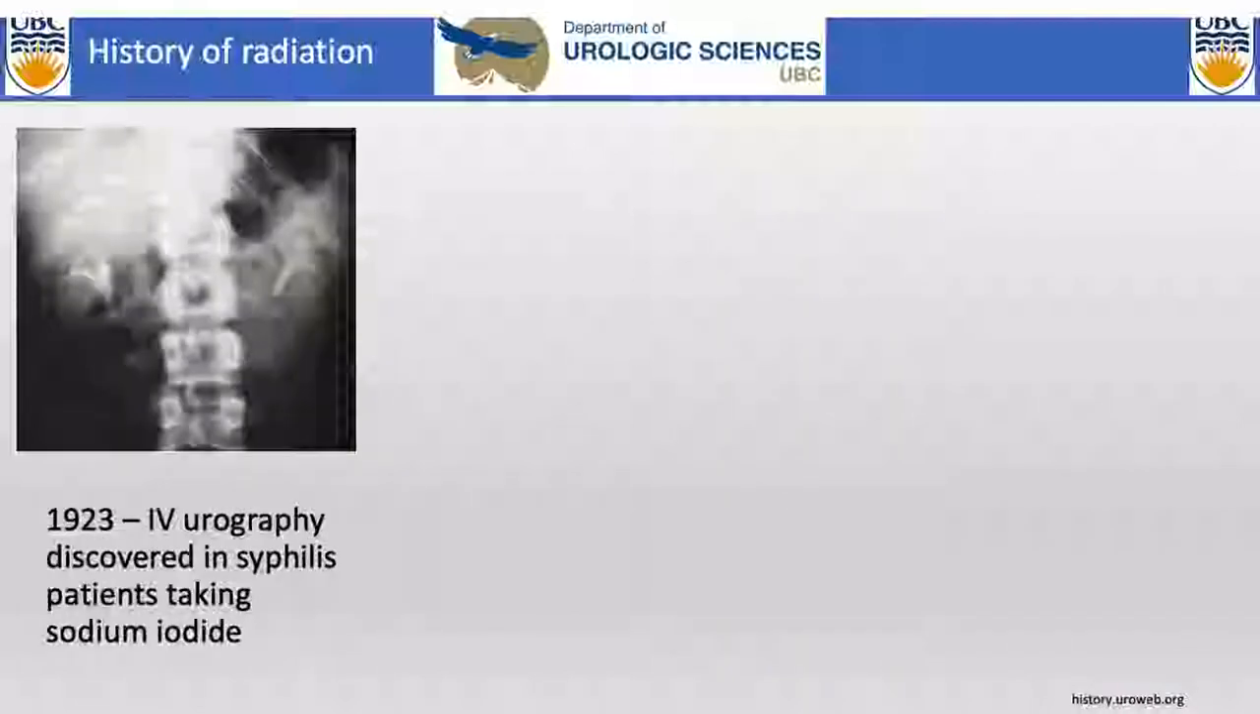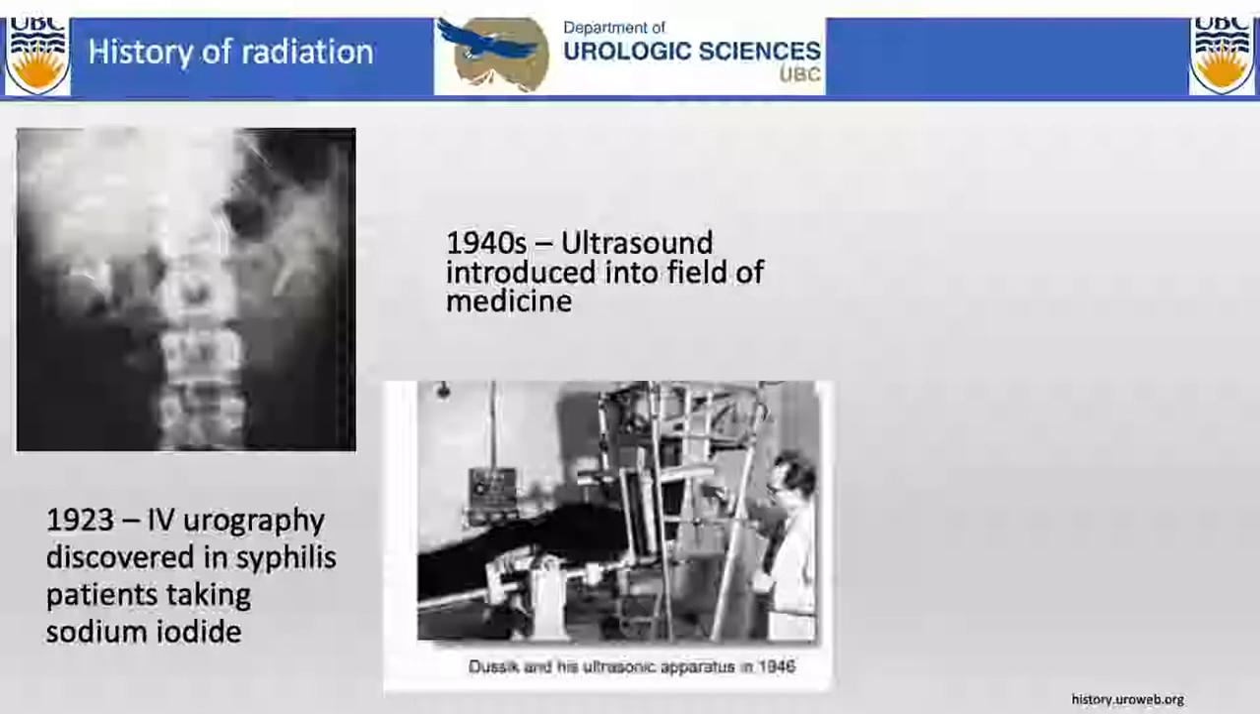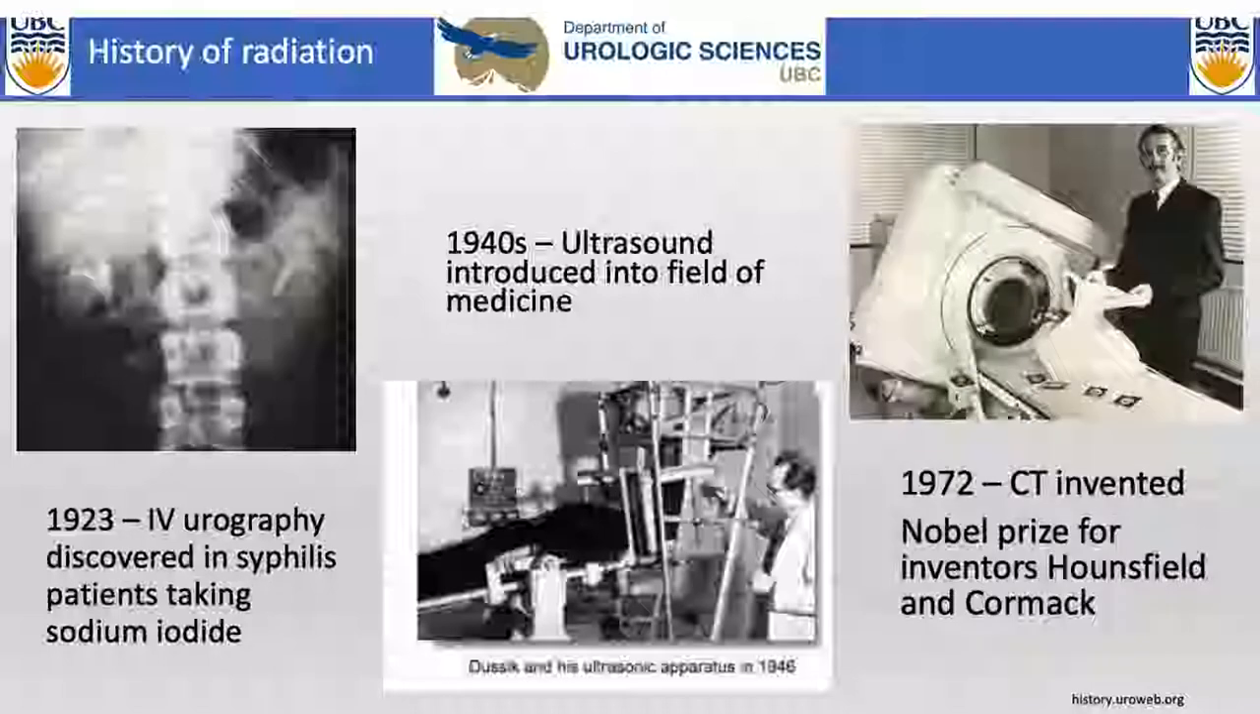In 1923, at the Mayo Clinic, Dr. Osborne, who was a syphilologist, which was a thing at the time, found that his patients who were being treated with high doses of sodium iodide, their bladders would light up on X-ray. And that was the first start to IV urography. Ultrasound didn't come in until the 1940s, though getting into urology was a little bit later than that. And then finally in 1972, Hounsfield and Cormack invented the CT scan, and obviously things have changed significantly as a result of that discovery.